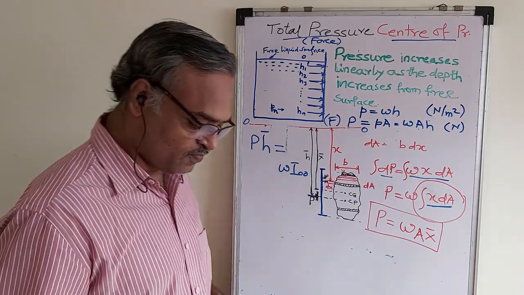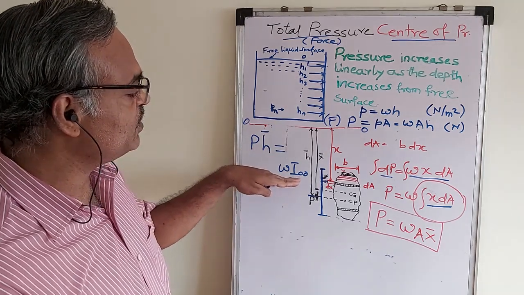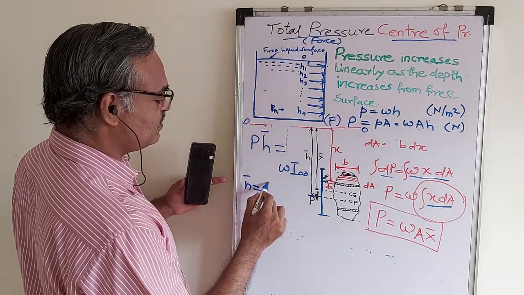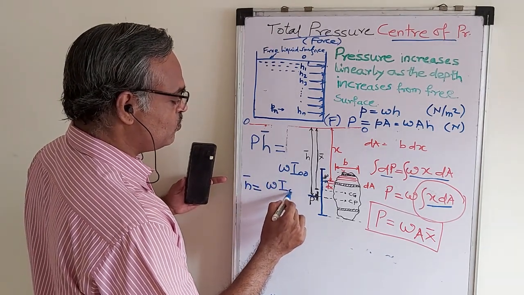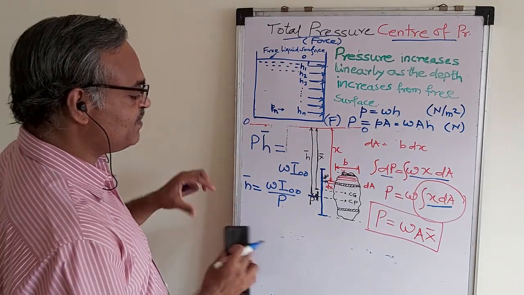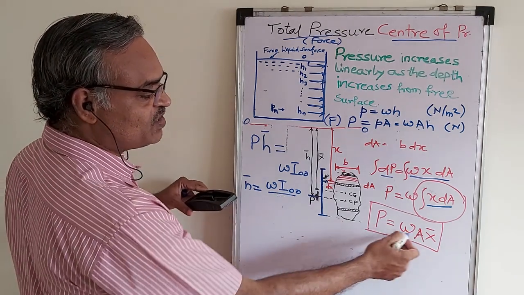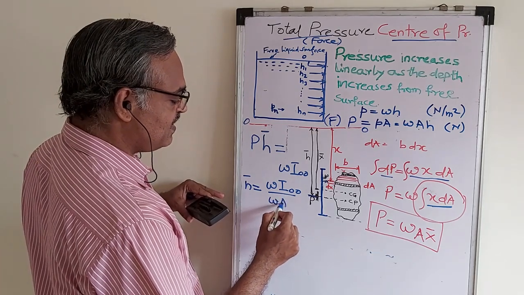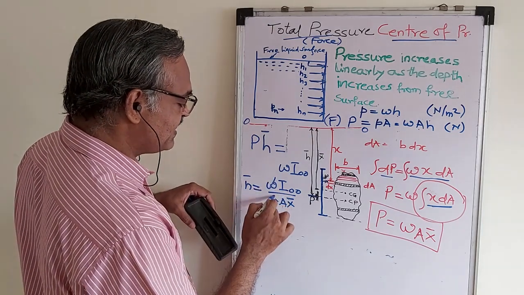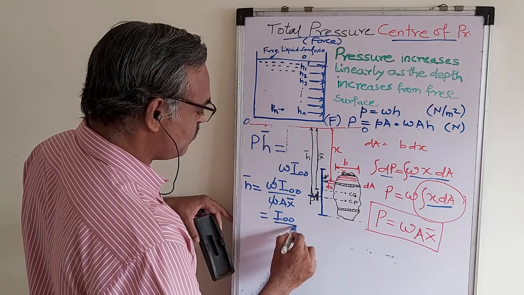This is from the principle of moments that we have taken. So P into h bar is equal to W into I_OO, or h bar is equal to W I_OO upon P. Or even you can replace this P by its formula, because P is equal to W A x bar. So W A x bar. Again, this W will get cancelled, so ultimately it becomes I_OO upon A x bar.